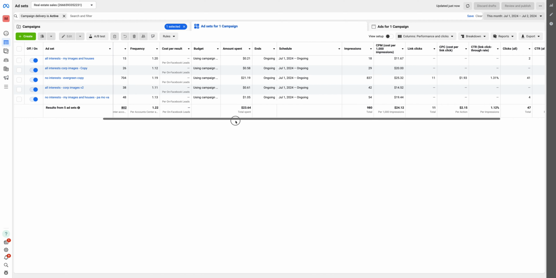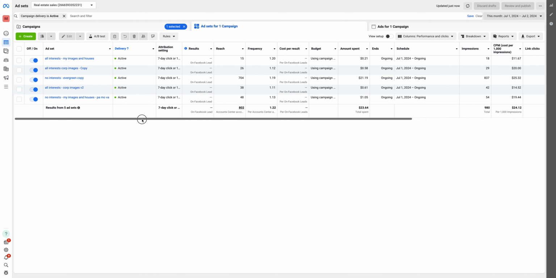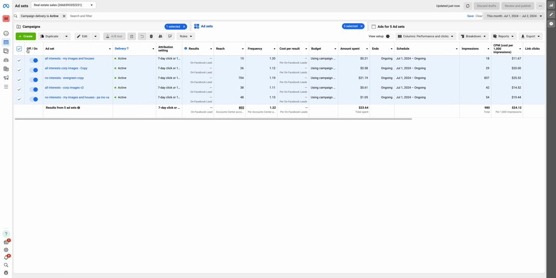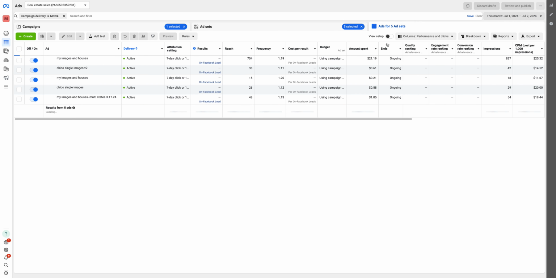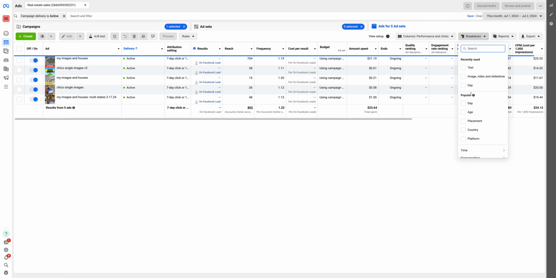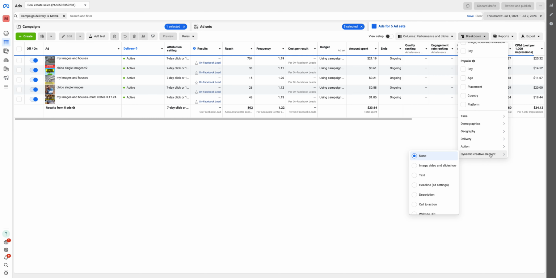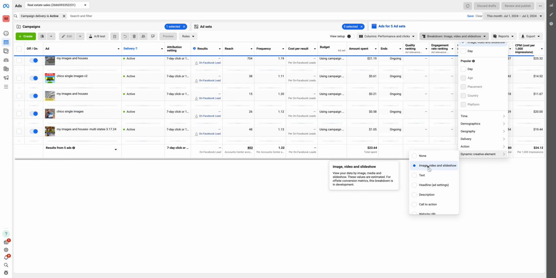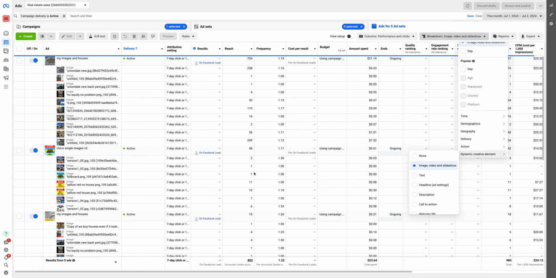So now what we'll do, we'll dig a little bit deeper. I want all of these guys. I'm going to go for the ads, and we're going to break down by dynamic element. First, I look at images and see, are there images that are resonating with people a little bit more? Where am I getting my clicks?